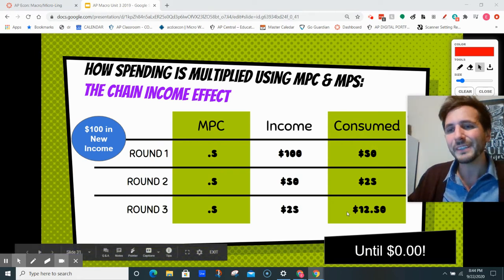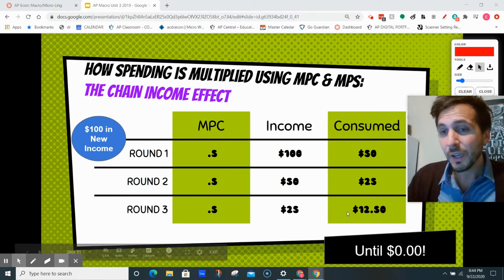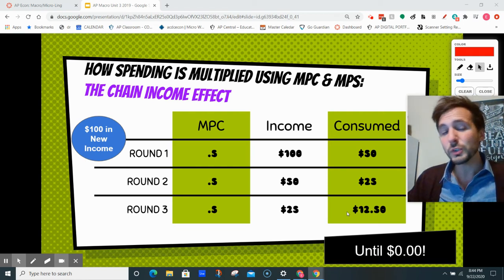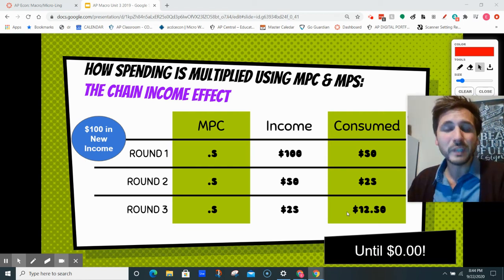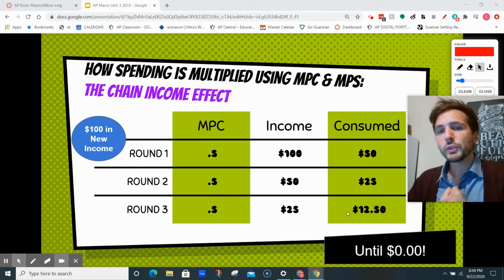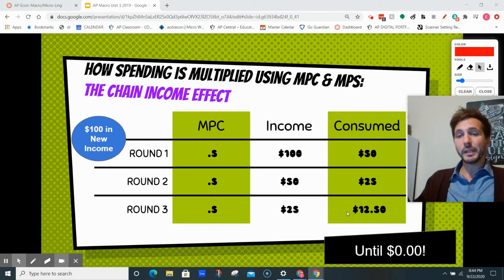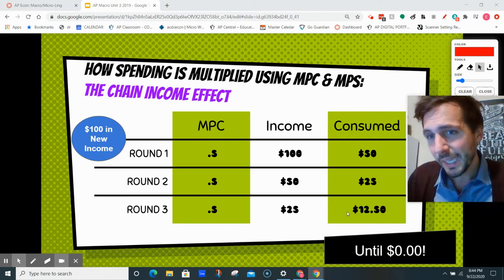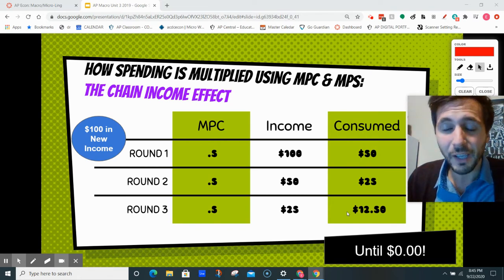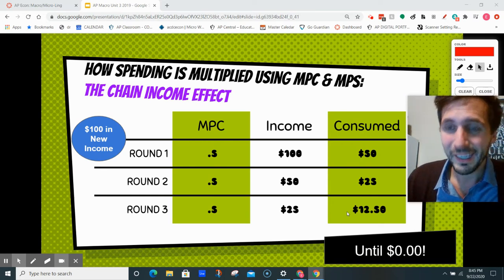See, this is going down until we are at zero. In other words, we will continue this all the way until all of those initial $100 are down to $0 because we save the money or we leak the money out of it. So $100 on the front end can have an incredible multiplied impact. Of course, in this case, it'll have a $200 impact for $100 in new income. And I'll show you how to get that in a second.